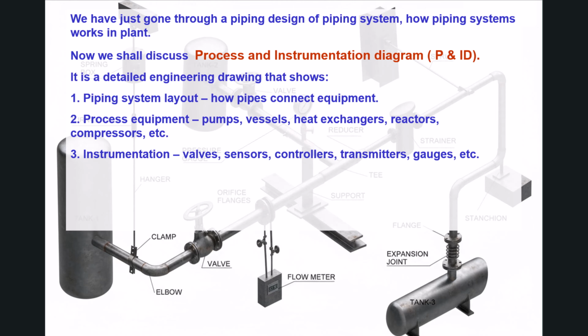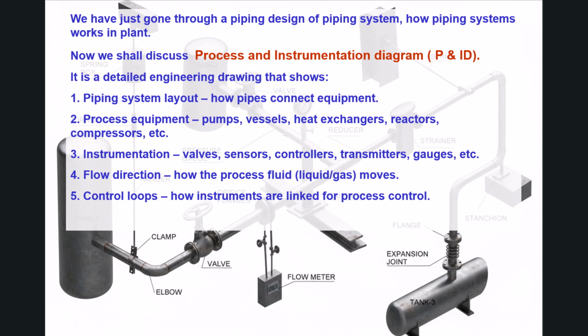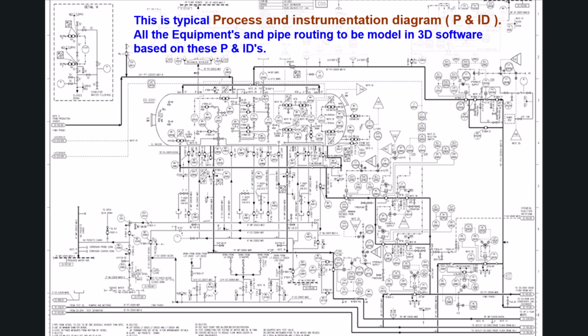Instrumentation: valves, sensors, controllers, transmitters, gauges, etc. Flow direction: how the process fluid, liquid or gas, moves. Control loops: how instruments are linked for process control. Let us see a P and ID. This is a typical process and instrumentation diagram, P and ID.